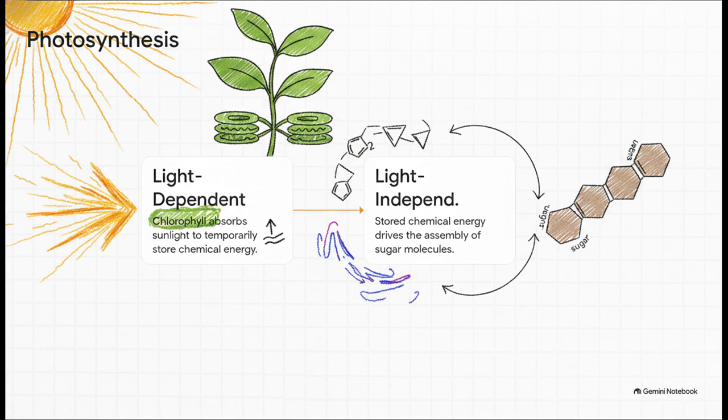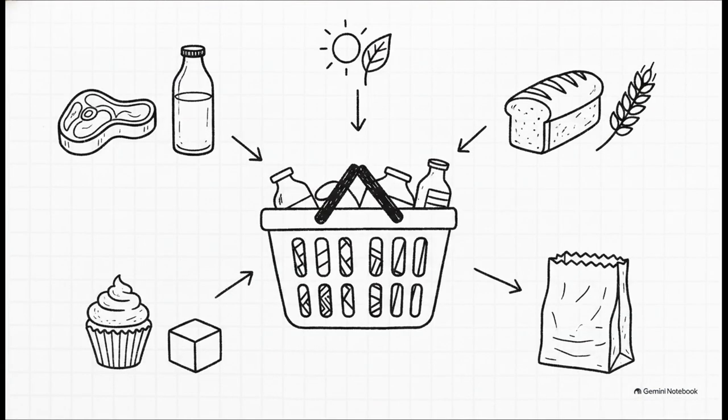Then, stage 2 kicks in. These are the light-independent reactions, sometimes called the Calvin cycle. The plant uses that temporary stored energy to drive the assembly of stable sugar molecules using carbon dioxide gas. In short, light energy is captured and then locked tightly into the carbon-carbon bonds of carbohydrates. And honestly, this brilliantly illustrates just how dependent we are on this entire process.